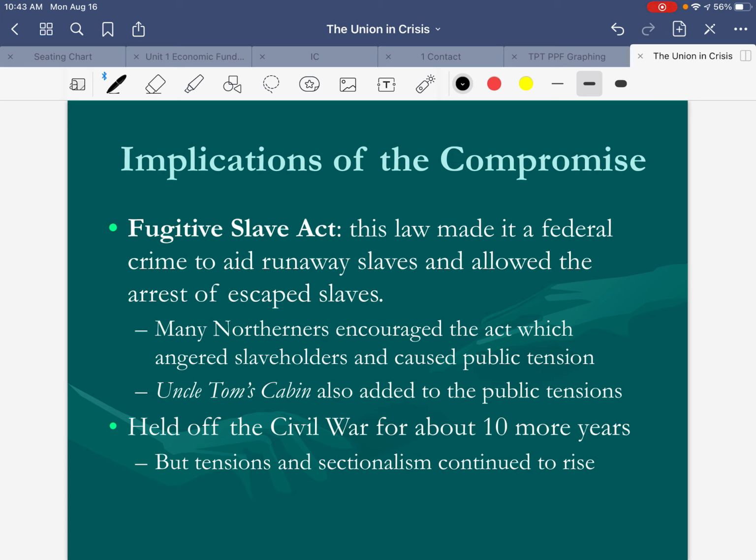In addition to this, what we saw in our video is Uncle Tom's Cabin. Uncle Tom's Cabin is a book written about slavery, and it just shows the horrors. Families being broken up at slave auctions, people being treated like animals, people being beaten, people being worked to death. And so Uncle Tom's Cabin added to those tensions because Northerners read that book and thought slavery really is evil and cruel. Now, the Compromise of 1850 worked in a sense that it worked for 10 years. For about 10 more years, tensions and the Civil War were held off, but it was coming to a head no matter what.